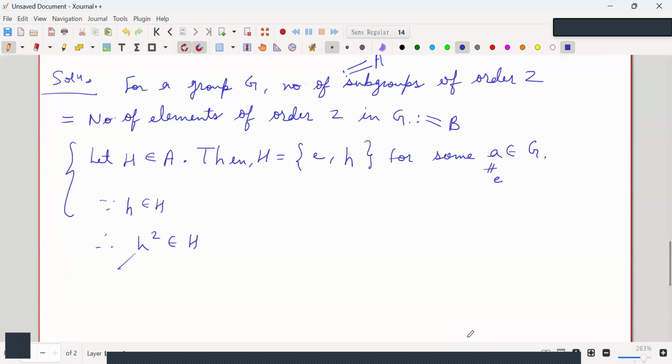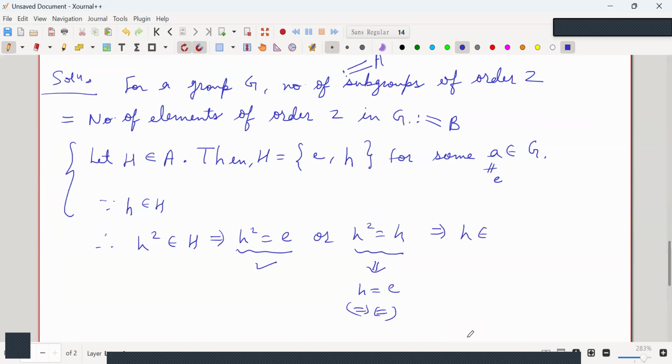Now, there are two possibilities. This implies h square equal to E or h square equal to h. But this particular case will imply h is equal to identity, which is a contradiction, right? So this should be correct. And this implies h is inside B, right? B is the number of elements.